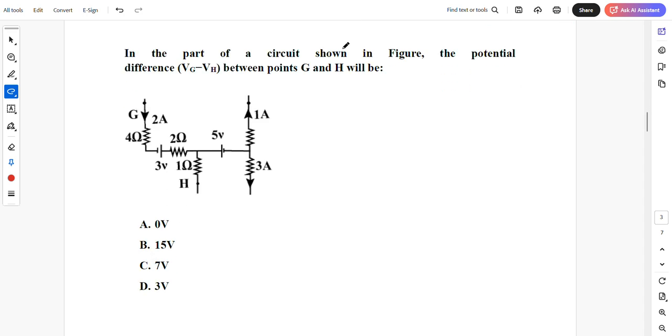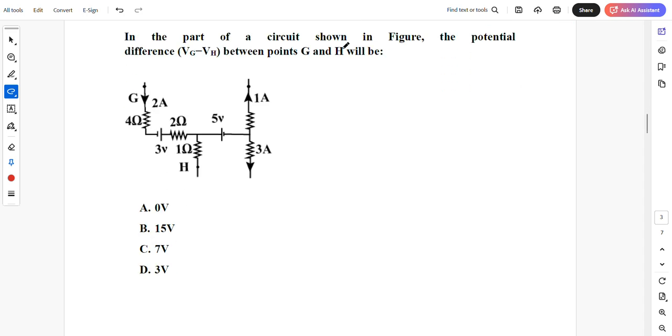Now come to the next problem. You have to be careful. Now let us do this sum. In the part of a circuit shown in the figure, find the potential difference Vg minus Vh between points G and H. Where is G? G is here. Where is H? H is here.